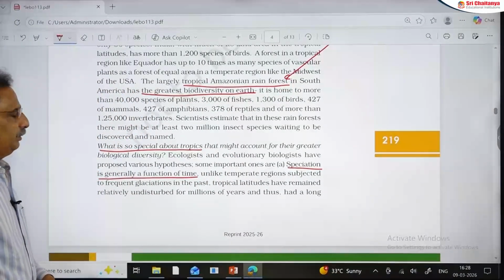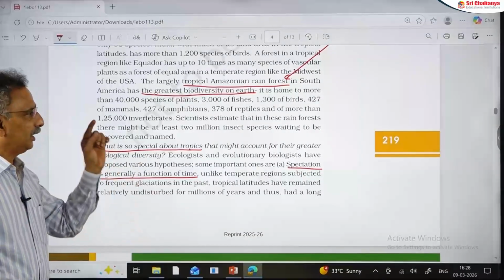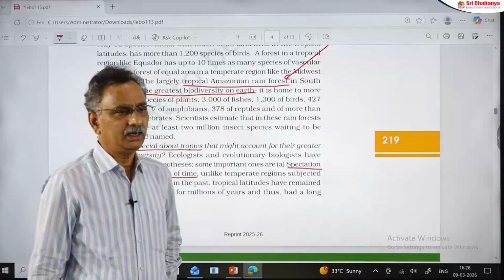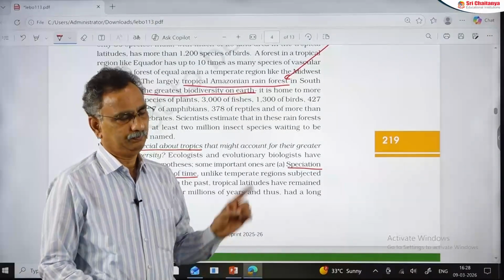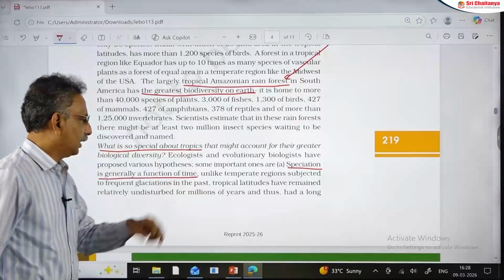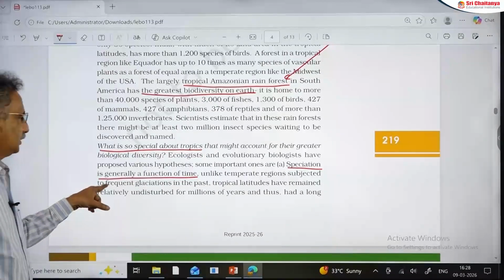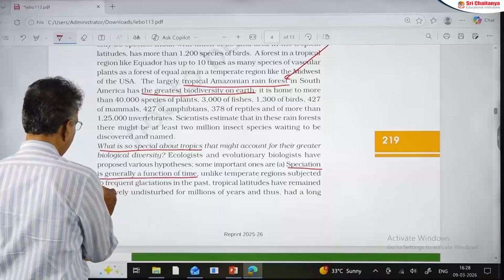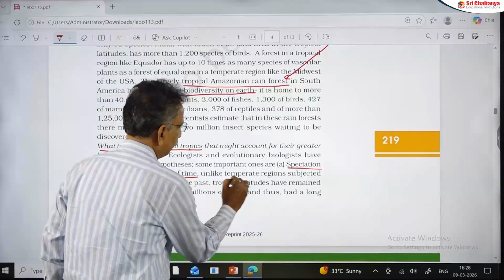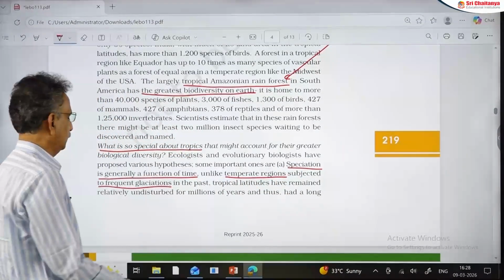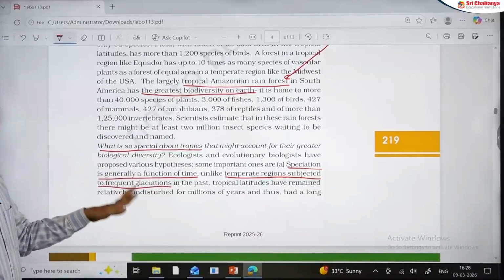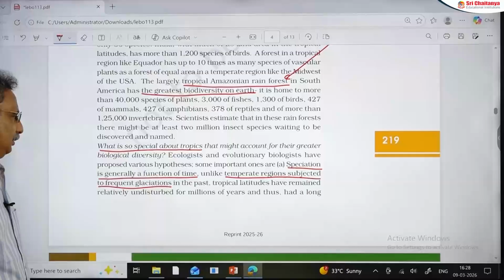So, as a function of time, a lot of time was available for this tropical region. It has not experienced any glaciation. That is one reason. Another one is that temperate regions are subjected to frequent glaciations. I repeat, temperate regions are subjected to frequent glaciations. But this glaciation did not occur here. There was a lot of evolutionary time available.